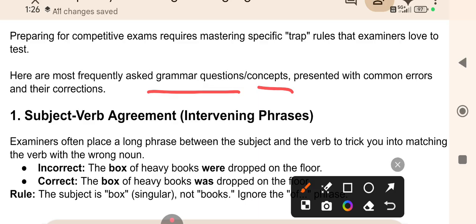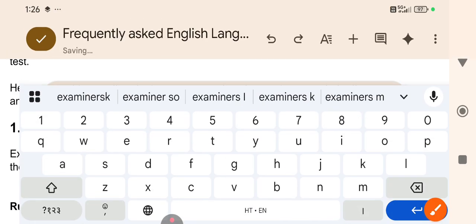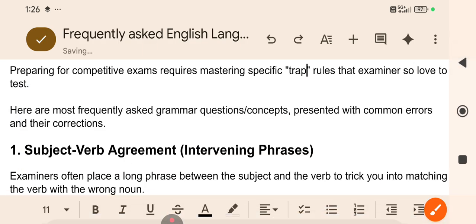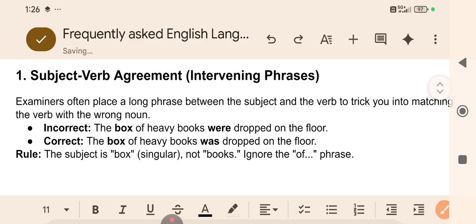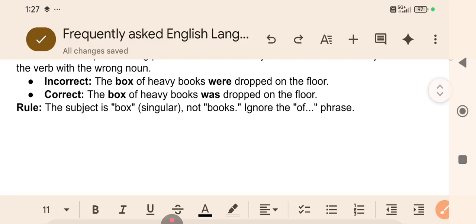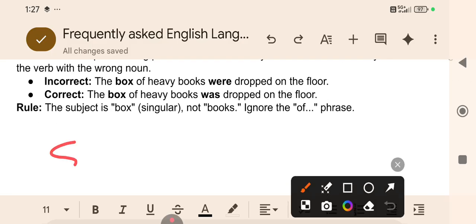So let us start. First, a very common error we all make is subject verb agreement or intervening phrases, right? Subject verb agreement, you must be familiar with this phrase: there must be agreement between subject and verb. Subject must agree with the verb and verb must agree with the subject, because that's the common structure of English sentences: subject plus verb then object.